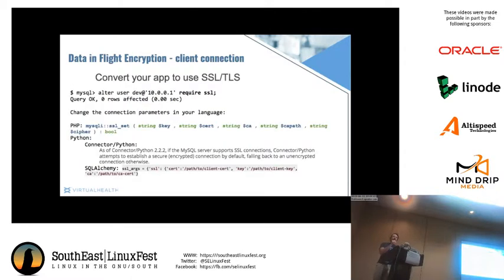Another thing that we'll need to do for client connections is to convert our application from using non-SSL connections to SSL connections. Now that depends upon the programming language. Some of them are actually already using SSL. For example, the connector Python will use SSL by default if it is enabled on MySQL. And then other programming languages like PHP or SQLAlchemy need to be configured.